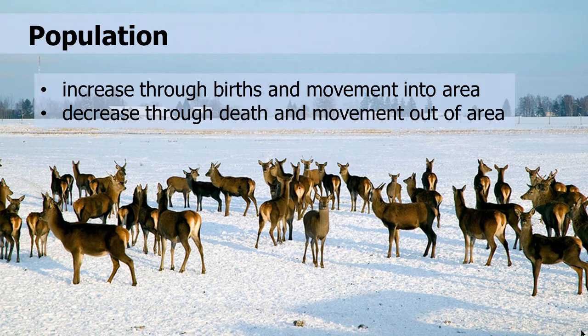Wildlife managers often talk about populations of animals. A population is a group of individuals of the same species occurring in the same area. For example, deer residing in a woodlot form a population. Populations increase in size through births and movement of animals into an area, and they decrease through deaths and movement out of an area.